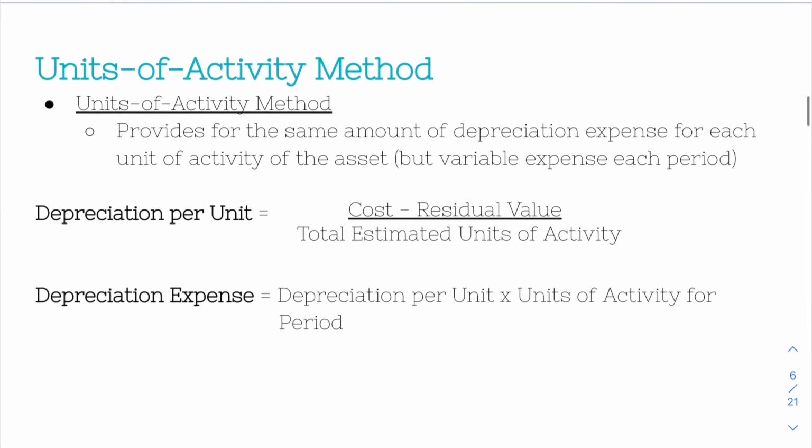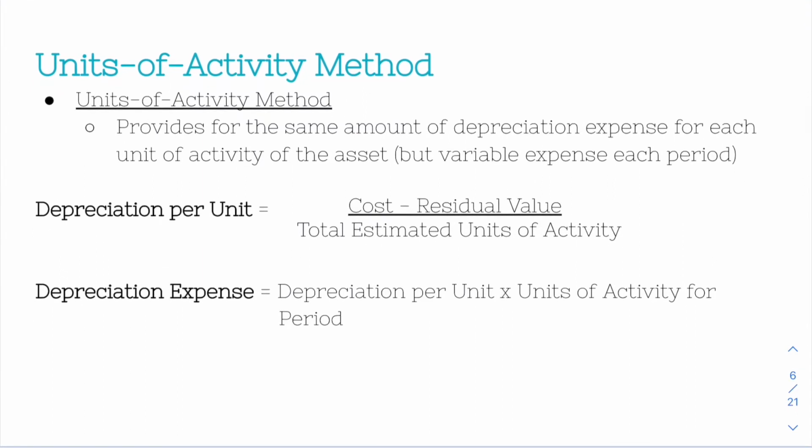Next, we have the units of activity method. So the units of activity method provides for the same amount of depreciation expense for each unit of activity, but it will provide for a variable expense for each period. So the straight line method gets you a fixed amount per period. The units of activity method is going to be a fixed amount per unit of activity, but since there's different amounts of activity per period, it'll get you a variable expense each period.